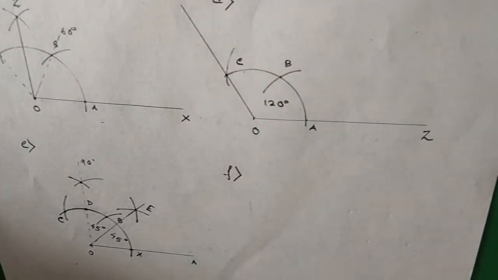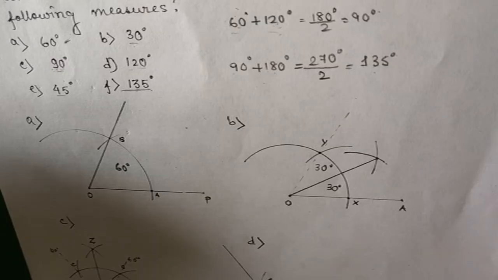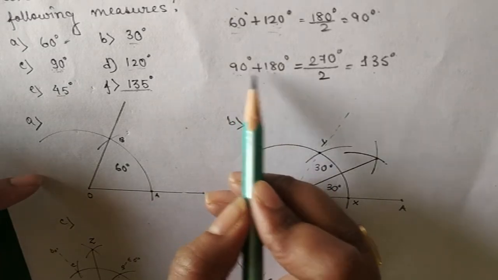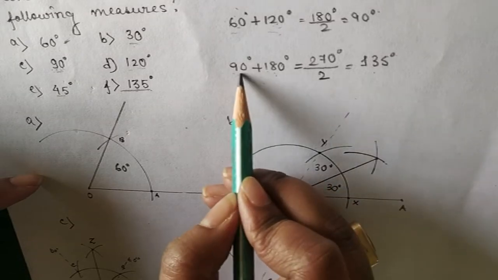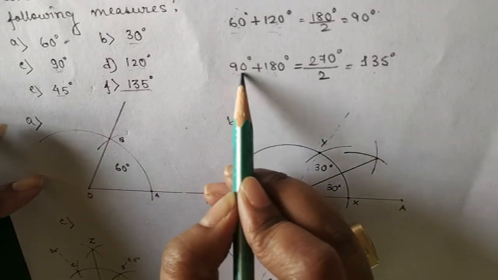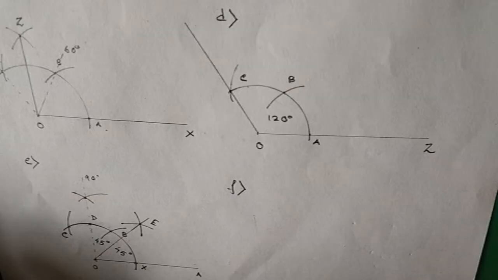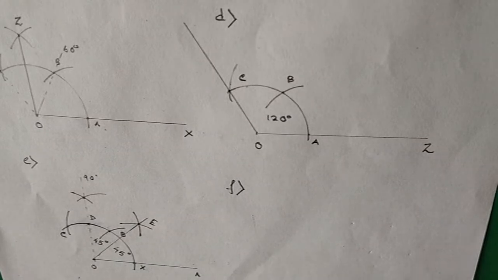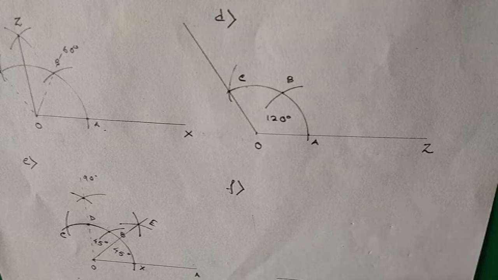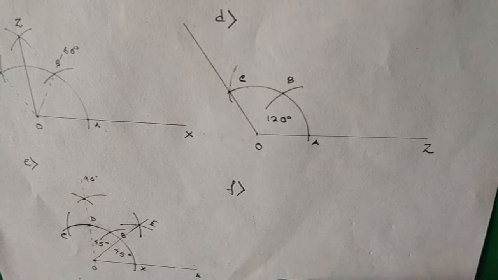Now come to the last part, which is 135 degree. Now see, 135 degree is in between of 90 and 180. So we will draw 90 degree as well as 180 degree, and then we will bisect these two angles to get 135 degree. So at first we will draw the line segment. And since it lies between 90 and 180 degree, so we will draw 90 degree. So here say O and say this is A.